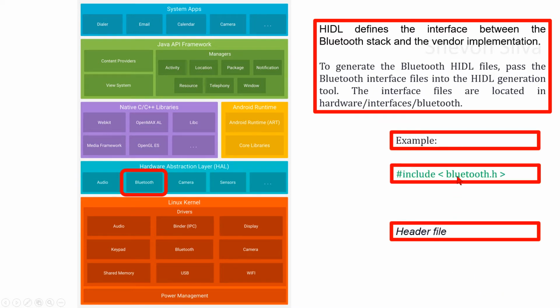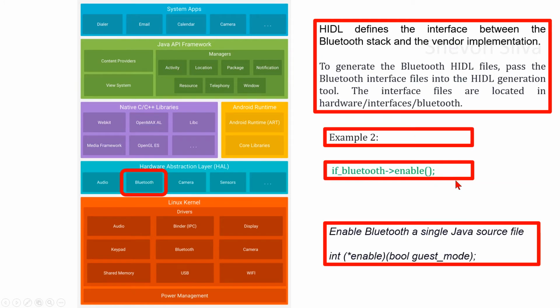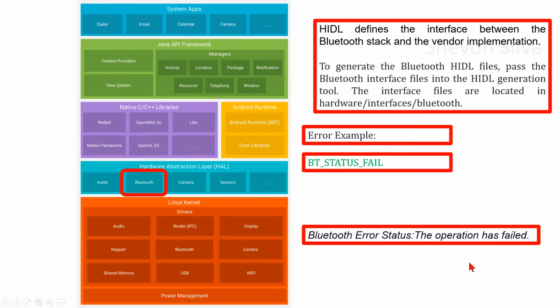As an example, we can consider the bluetooth.h file. This is a header file. As another example, we can consider the enable function. Enables Bluetooth, a single Java source code. This is the function definition. This is the function kind of a declaration. As another example, we can consider BT_STATUS_FAIL. This is a Bluetooth error status. It means the operation has failed.